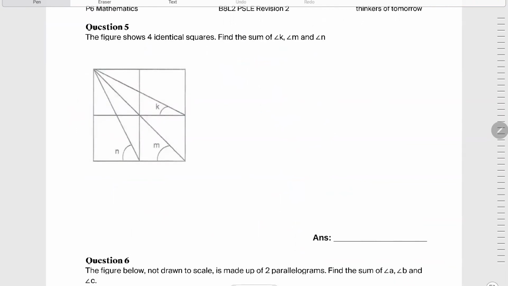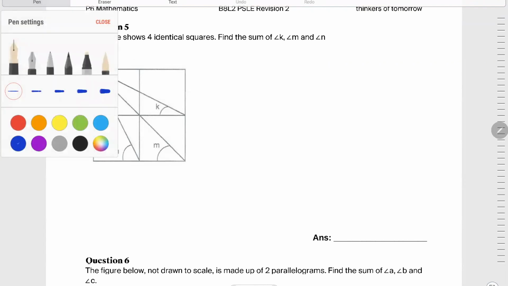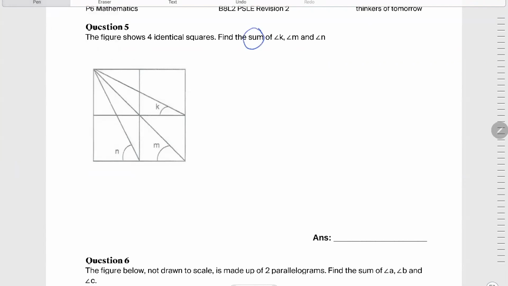Okay, question 5. The clue is you do not need to know every single angle. That's why sometimes when you do angles, when you see the keyword sum, it means they want you to find out all together. That's it. You don't have to find individual angles. Why is this a trick question? Because while you know that angle M is 45 degrees, you are not taught yet to find the individual angles of N and K.